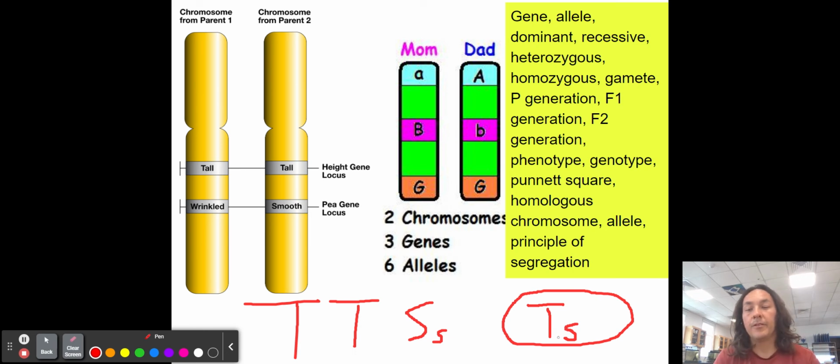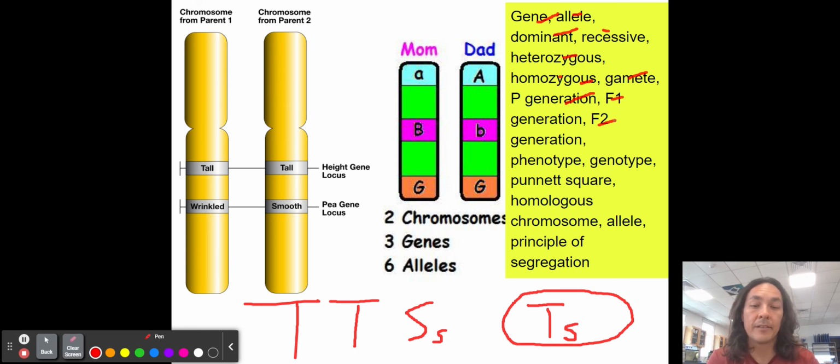Well, this is the way it works. When you make sex cells, they only have one allele in it for each gene. And then when they combine together with your partner sex cells, then the baby's going to have two alleles for each gene. And that's called the haploid-diploid life cycle. And so this enables that the correct amount of genes are passed on to each generation, or the correct number of alleles, which would be two for each gene. Okay, so we've done gene, allele, dominant, recessive, heterozygous, homozygous, gamete. The P generation, F1 generation, and F2 generation were back in the previous slide, right?